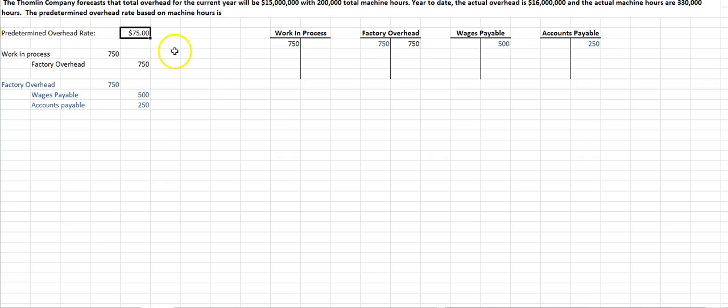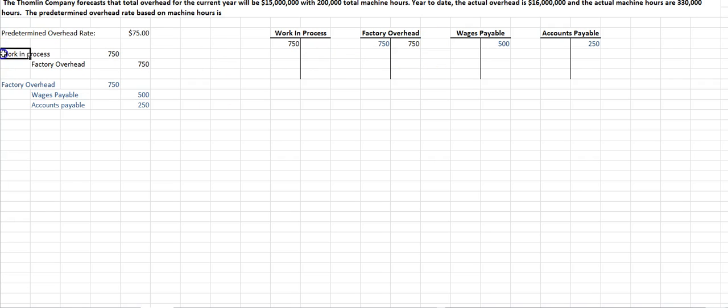So let's say I produce a product and it took me 10 hours to complete that product. How much factory overhead do I apply to that product? I will apply $750 to that product, right? 75 times 10 hours. So you go ahead and you book your factory overhead.